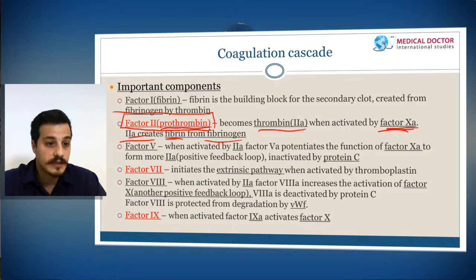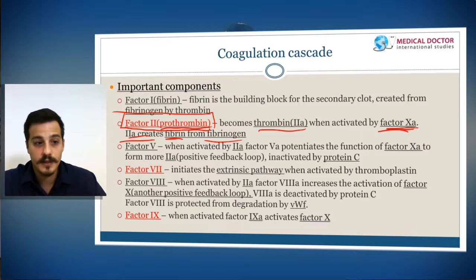So here you can already see 3 of them. So remember, factor 2, factor 7, and factor 9 are vitamin K dependent, and we're also going to see factor 10 and protein C and S also as dependent factors on the action of vitamin K. So let's continue with factor 5.